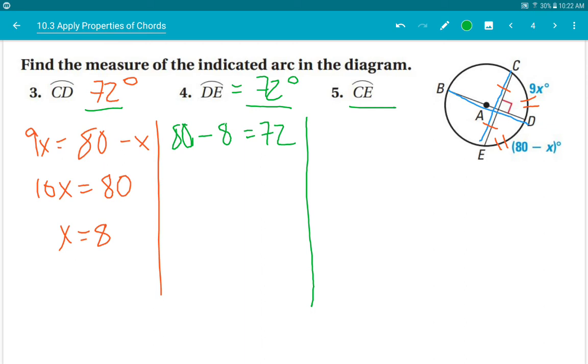All right, and then CE altogether, well, again, it's kind of obvious here. Arc CE makes up both CD and DE, so you can just add the two arcs. So that's going to give you 144, okay? Again, you're using the arc addition postulate or arc addition properties there, okay? All right, good.